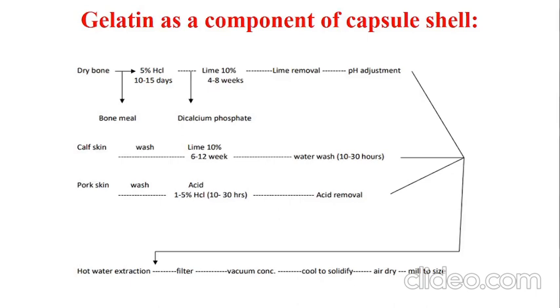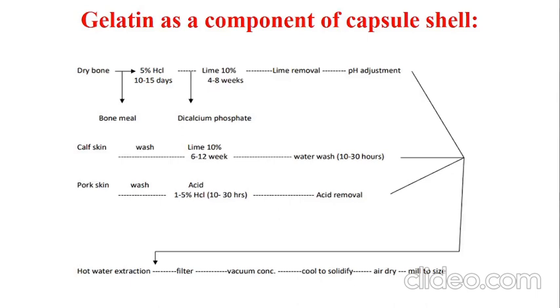When we take the pork skin, we subject it to washing several times with acid, say 1 to 5% hydrochloric acid, for several hours, ranging from 10 to 30 hours. Thereafter we remove the traces of acid. Then the hot water extraction, filtration, concentration, making a concentrated solution by application of vacuum, solidification, air drying, and subjecting that to milling.